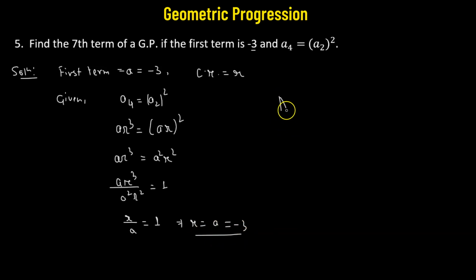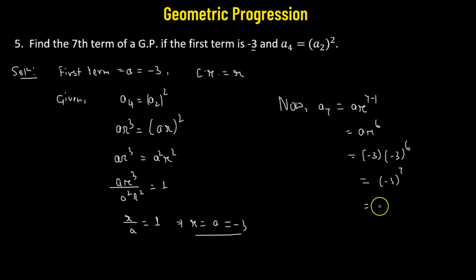Now we can obtain the seventh term. The seventh term is given by ar raised to the power of 7 minus 1. That means a times r raised to the power of 6. Substituting the values, we have negative 3 multiplied by negative 3 raised to the power of 6, or simply negative 3 raised to the power of 7, which is going to give us a value of negative 2187. So let's move on to the final problem.